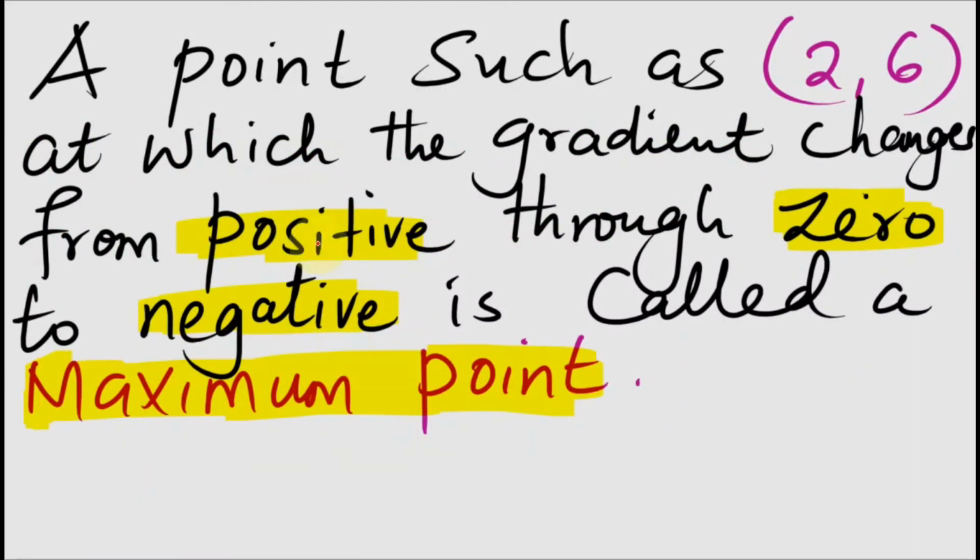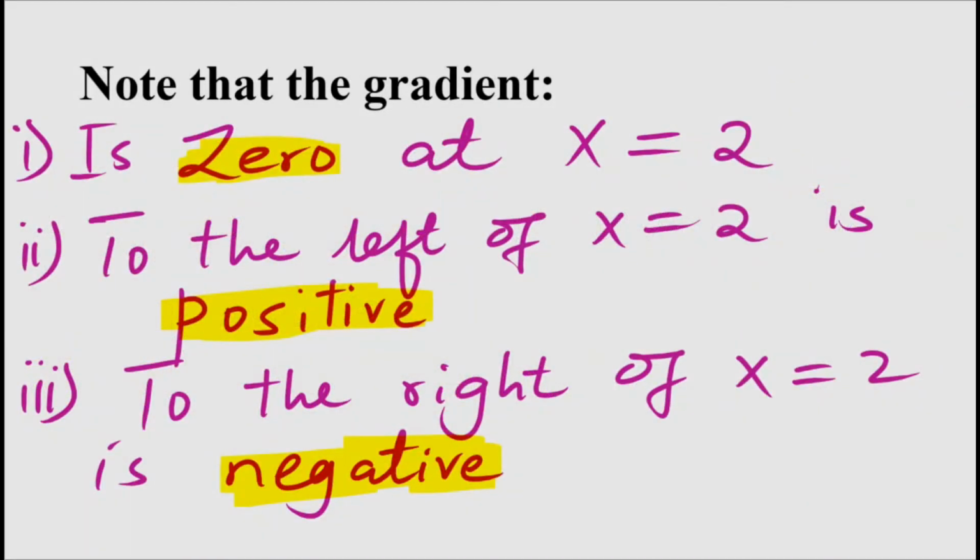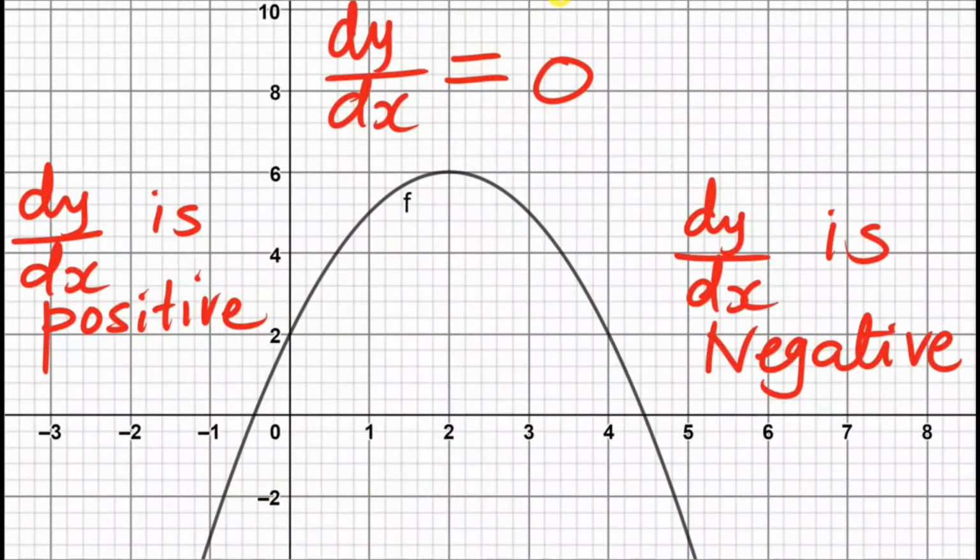Now a point such as (2, 6), at which the gradient changes from positive through 0 to negative, is called a maximum point. So in the previous slide we talked of the minimum point, but now we have this example that gives a maximum point. So this point (2, 6) is a maximum point because the gradient changes from positive through this point to negative. So this point (2, 6) is referred to as the maximum point.